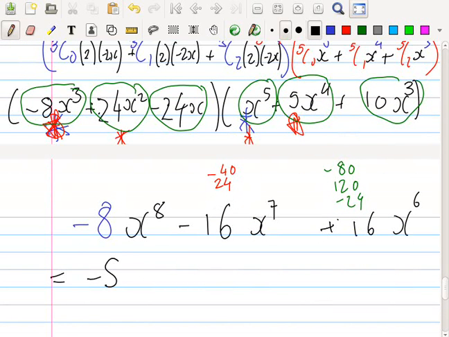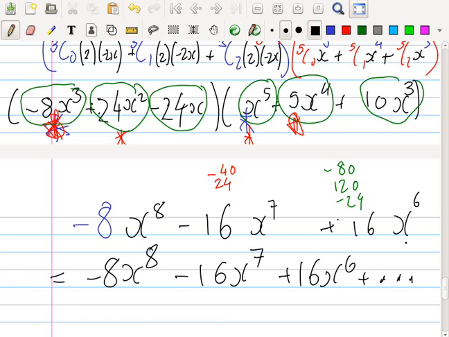So that equals minus 8x to the power 8 minus 16x to the power 7 plus 16x to the power 6 plus many other terms you don't want. Hang on. Minus 8, minus 16, plus 16. Yep.